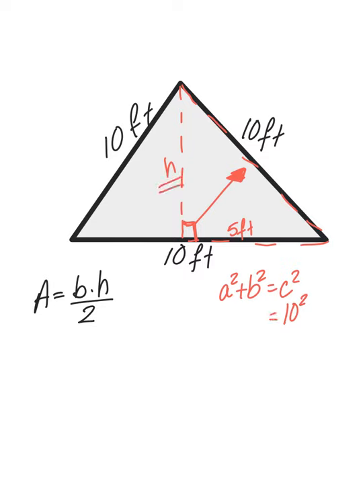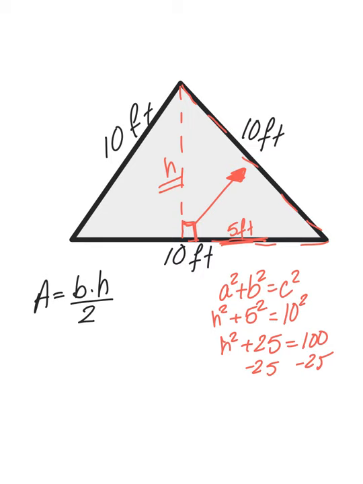The legs are those next to the right angle. I don't know my h, so it's going to be h squared plus 5 squared. And now I've got to figure out my height. So h squared, I still don't know that, plus 5 squared, which is 25, equals 10 squared, which is 100.